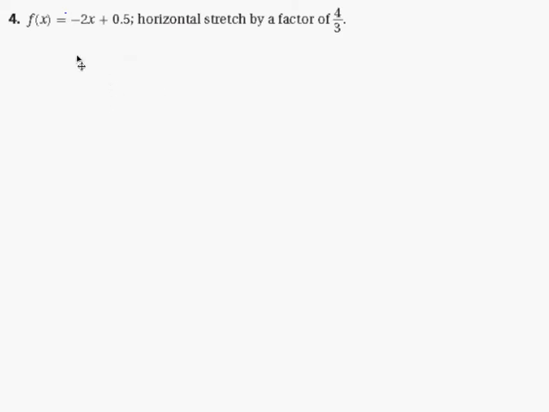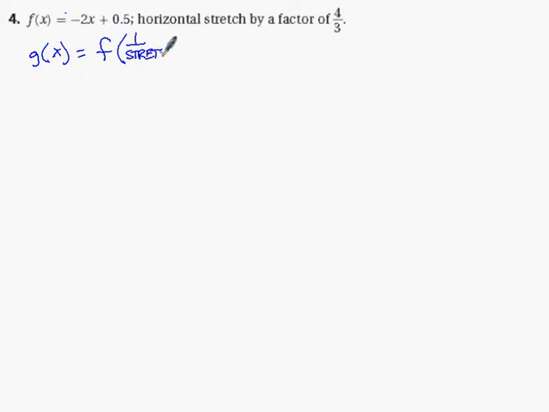Alright, in this example, our original function is f of x equals negative 2x plus a half, or 0.5. And they want us to stretch this line by a factor of 4/3 in the horizontal direction. So our new rule is this. The new line is going to be the old line, and we're going to evaluate that at 1 over the stretch factor times x.